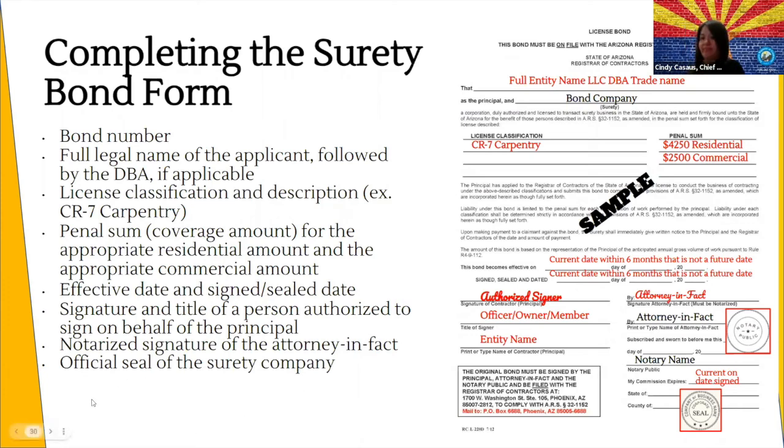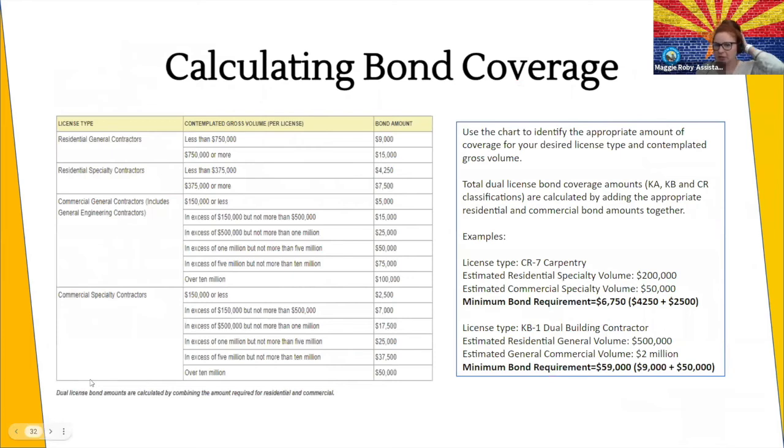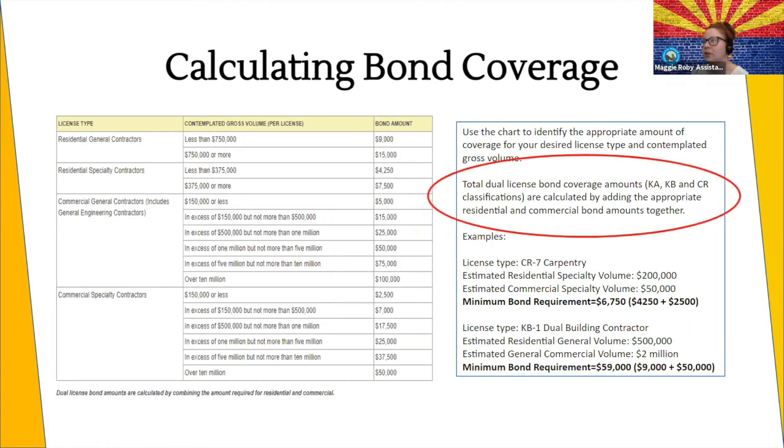All right. So we'll go back to calculating your bond coverage here. Again, like we said, it's going to be based on the estimated volume for the year per license. For example here, you can see if we had a CR, a commercial and a residential specialty contractors license, then you would need to cover both of those minimums. So you would need to cover the $4,250 in the residential coverage and the $2,500 in the commercial coverage.